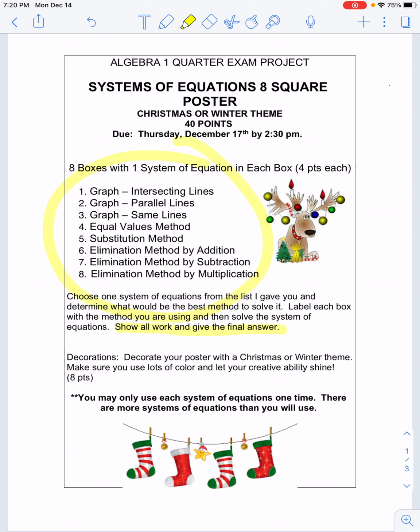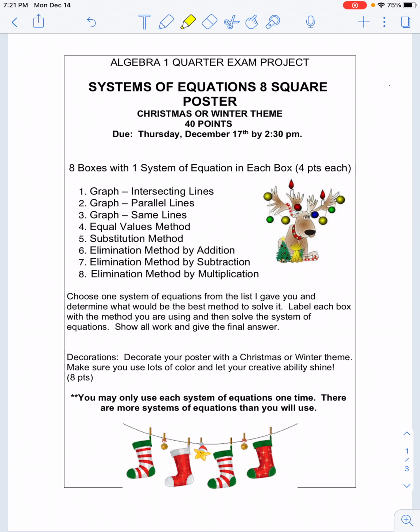All right, so that's your poster. Take your time, make sure it looks like an 8th grader did it and not a kindergartner. I do take off points if it's sloppy. You want to make sure that it's a final copy, so you probably want to do your work on an extra sheet of paper, maybe get an idea of how you want to set it up, but it does need to look like a good quality project when you're done. Take a picture of all 8 boxes and attach it to the Google Classroom assignment and then submit it by 2:30 on Thursday.